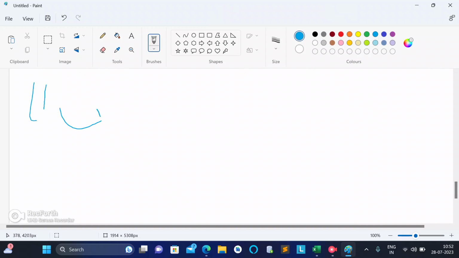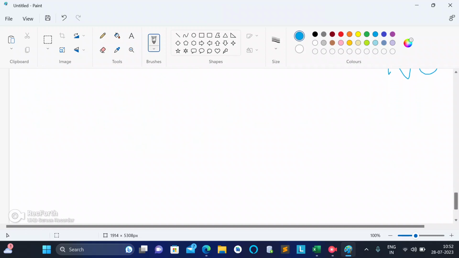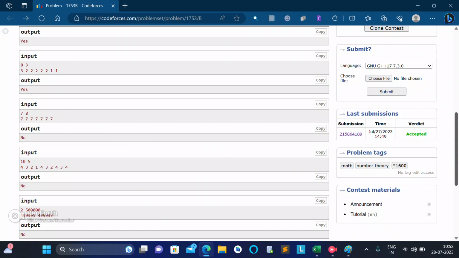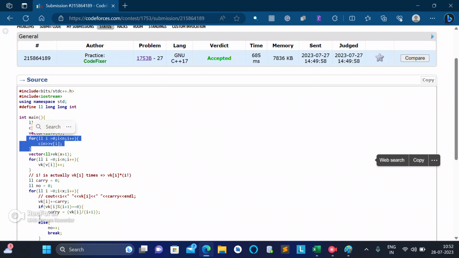So at the end we can conclude that if we will be able to convert all sections of 1 factorial into 2 factorial, let's say k sections of 1 factorial into k2 sections of 2 factorial, and then all the k2 sections of 2 factorial into 3 factorial, and so on, then the answer is yes. If at any step we won't be able to convert, then the answer is no. So let's move to the code section and see how I have written the code. The code is very simple, the code is very short.